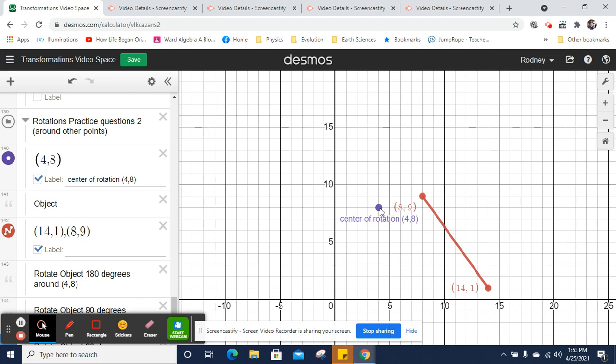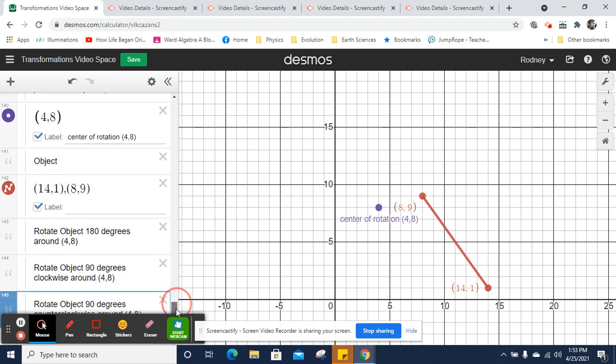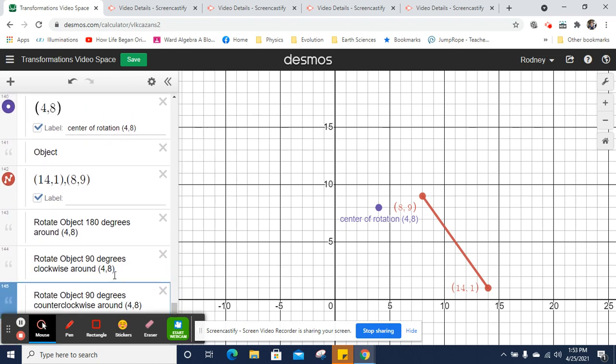This is the center of rotation at 4,8. And you're going to rotate this object, which is just a line segment, from 8,9 to 14,1. You're going to rotate it first 180 degrees around that center, 90 degrees clockwise, and then 90 degrees counterclockwise around 4,8. So you should pause the video and see if you can come up with what 14,1 and 8,9 are going to become when they rotate 180 degrees around 4,8.